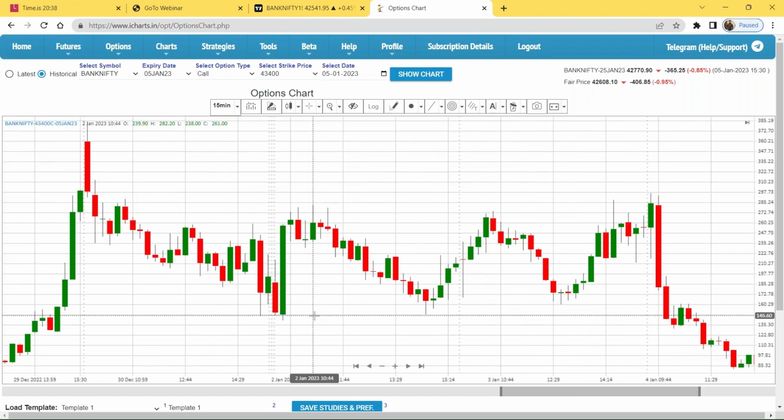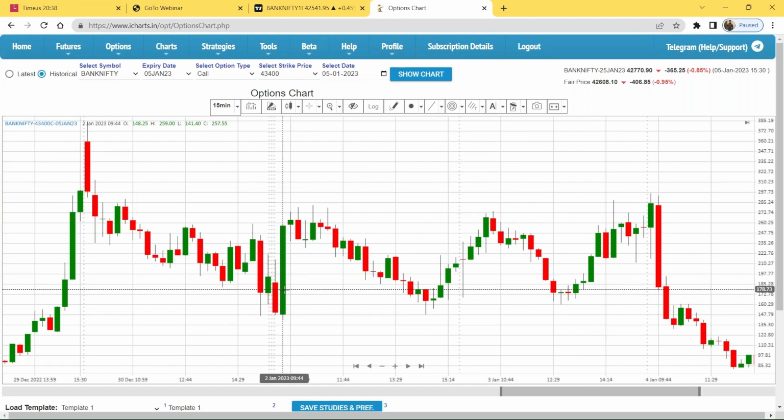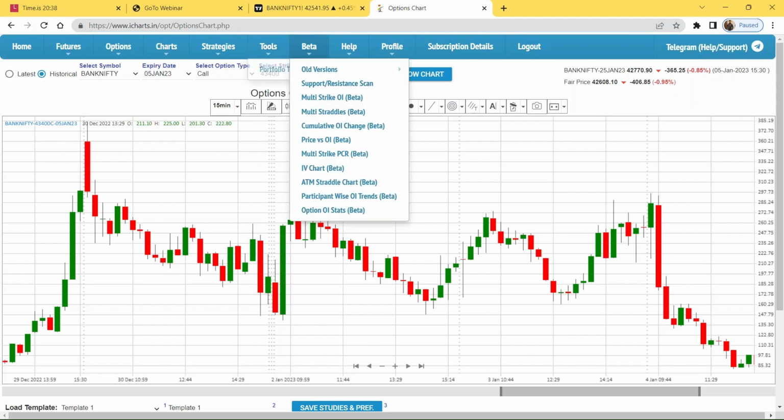Okay, the date is 2nd January, second candle. This is the candle which you have to watch out for. The high of this candle is 259, so you will again be placing orders at 260. So here is the entry. I will enter the 43,400 call on 2nd January at 260. Now, what would be the stop loss here?